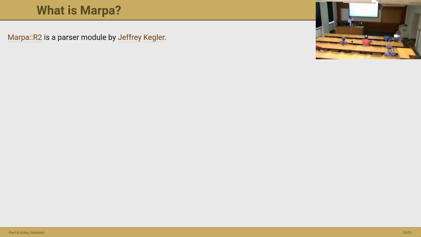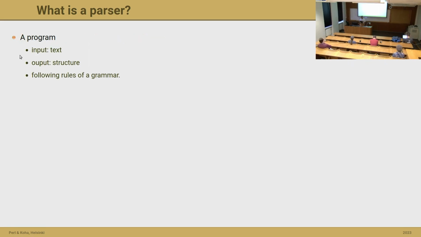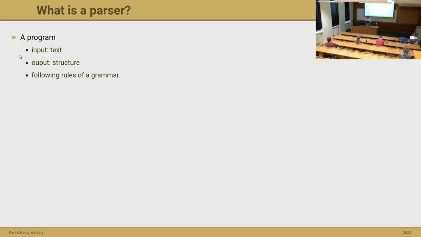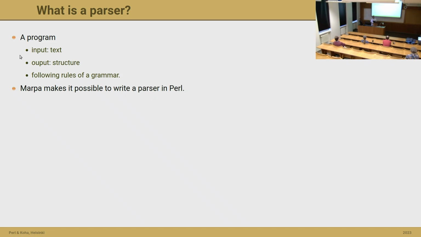So Marpa, or basically Marpa R2, is a parser module written by Jeffrey Kegler. This R2 stands for release 2. So it's a parser module. What is a parser? A parser is a program that takes text as its input and outputs some kind of structure following rules of a grammar. And Marpa is a module that makes it possible to write parsers in Perl.